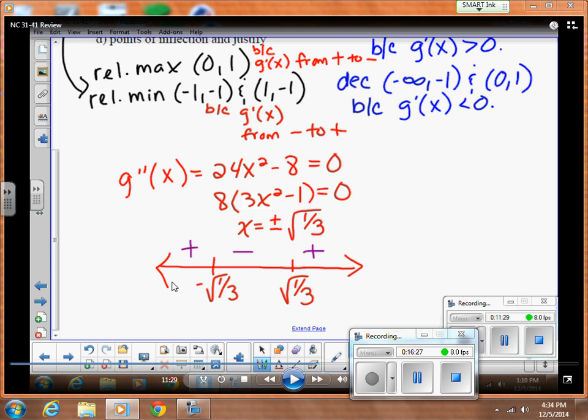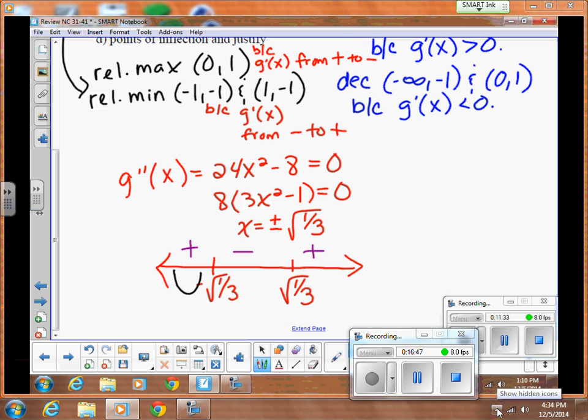So I pick a value less than negative square root of 1/3, it came out positive. Pick a value in between like 0, it comes out negative. Pick a value greater, comes out positive. So these are points of inflection because it did change concavity. Now this question was asking me, where is it concaving up and where is it concaving down? It's concaving up where it's positive and concaving down in the interval where it's negative.